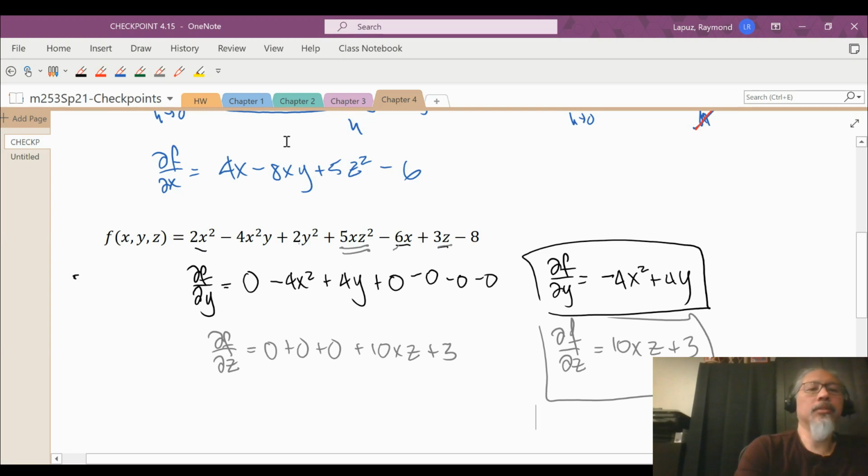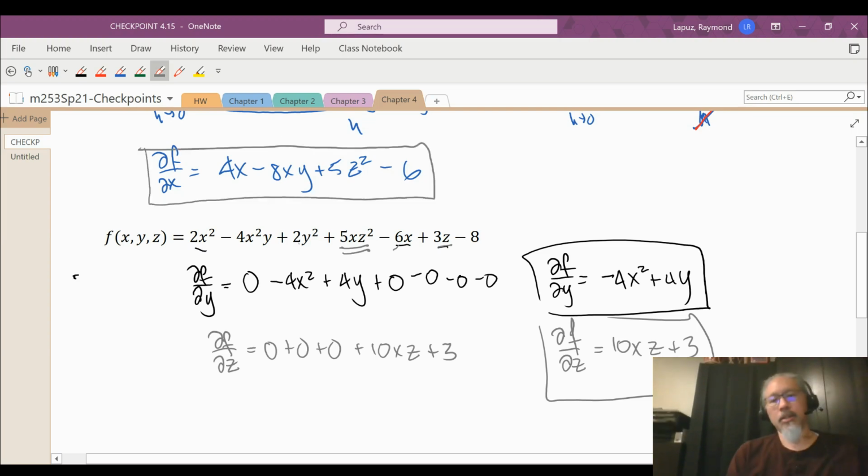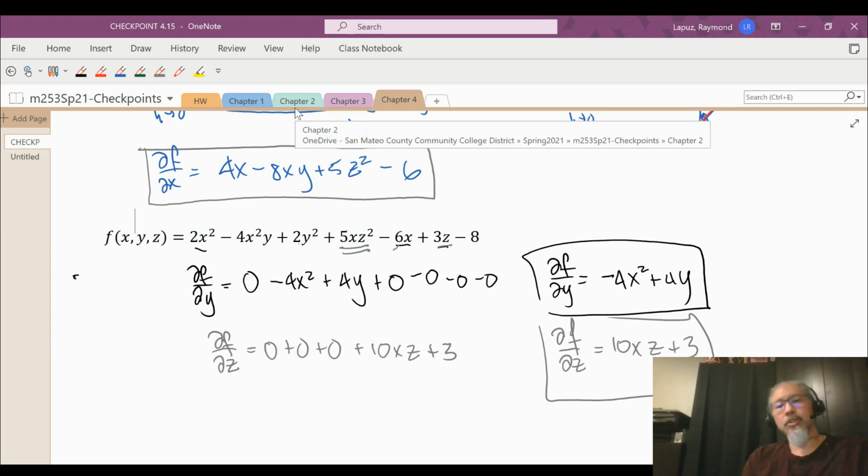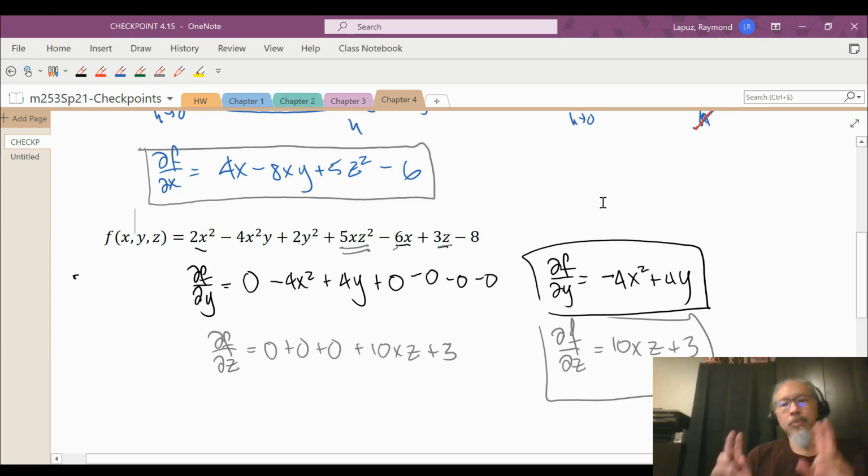Okay, along with the first one, we have all partial derivatives. And hopefully from now on, we just do these derivatives the shortcut way, and things will be a little bit easier. All right, I hope that helps.